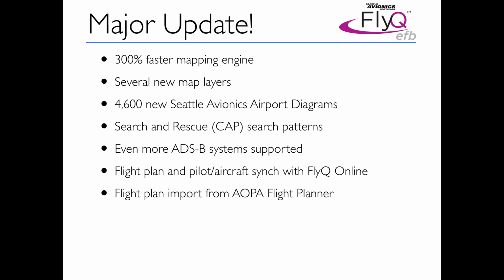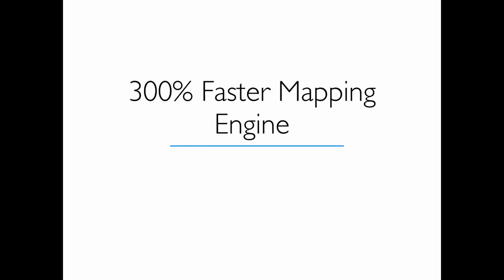Similarly, we've added support for the just announced AOPA flight planner's ability to send flight plans to other devices. So starting right now, you'll be able to create a flight plan if you choose to on AOPA's flight planner, click a button on your email, and get it imported into FlyQ EFB. Obviously, there are various bug fixes and performance improvements and better reliability. Let's take a look though at the mapping engine. This is the single biggest change, as I said, that most of you will notice.